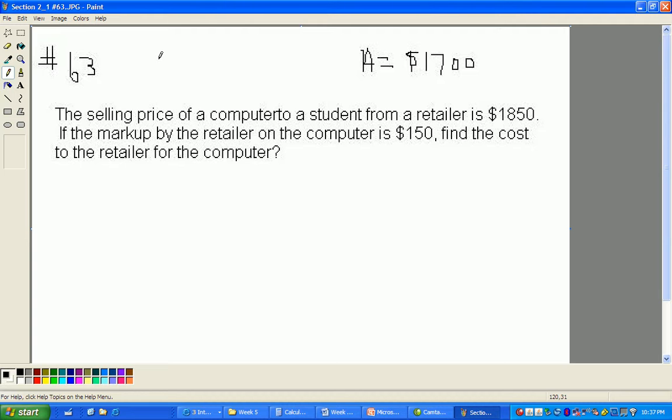The selling price of a computer to a student from a retailer is $1,850. If the markup by the retailer on the computer is $150, find the cost to the retailer for the computer. So now let's go ahead and read it a little bit slower and stop when we find some interesting information that's useful to us. The selling price of a computer to a student from a retailer is $1,850.